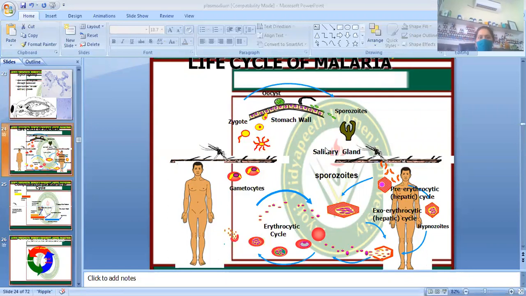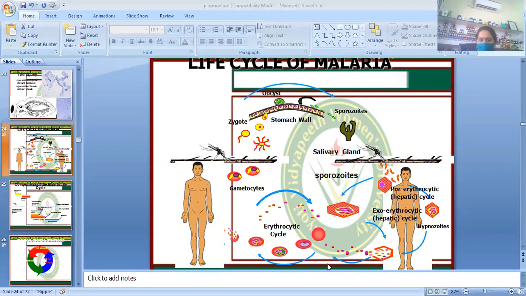Yesterday we talked about the life cycle of the malaria. I'm just repeating that for a few seconds. See, there is a mosquito. It bites the human, and when it bites the human, this sporozoite infected form goes inside the human, and there is a pre-erythrocytic cycle which runs inside the liver, then exoerythrocytic cycle which releases the merozoites, which causes the continuation of the erythrocytic cycle.